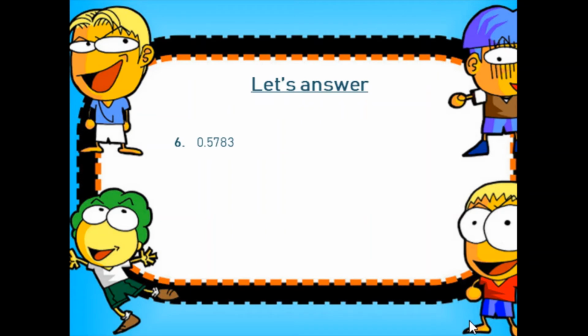0.5783. It's already in its decimal form, so no need to change anything. Just move 2 places to the right. So what's the answer? Okay, very good. We have 57.80%. Good job.